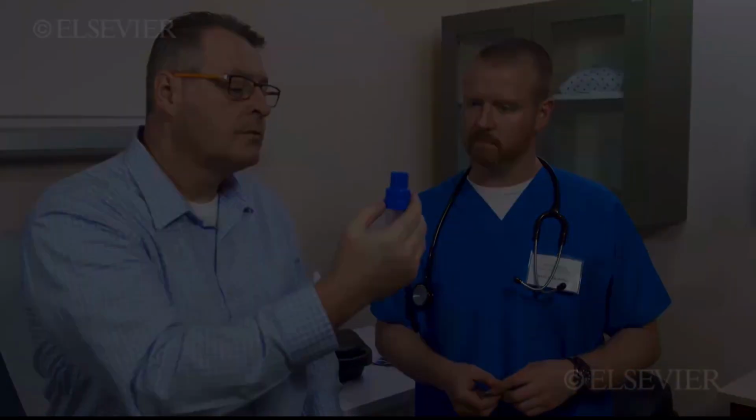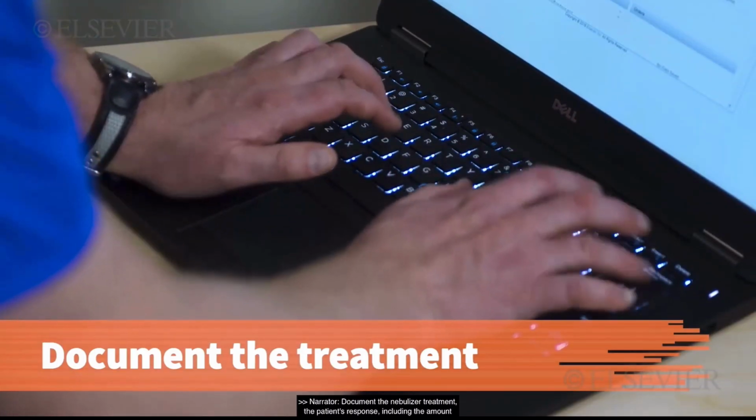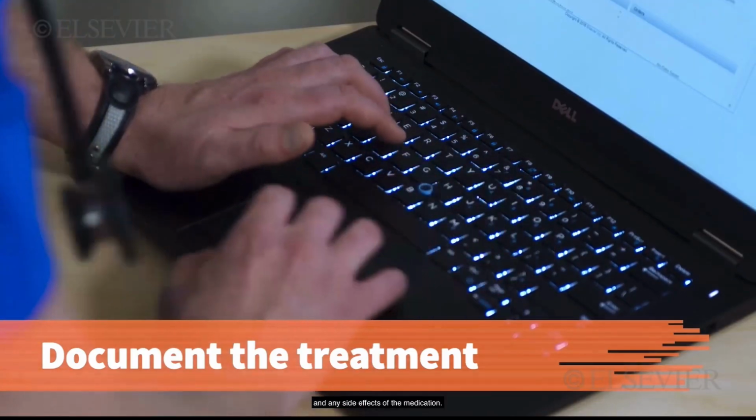Document the nebulizer treatment, the patient's response, including the amount of coughing and whether coughing was productive or non-productive, and any side effects of the medication.